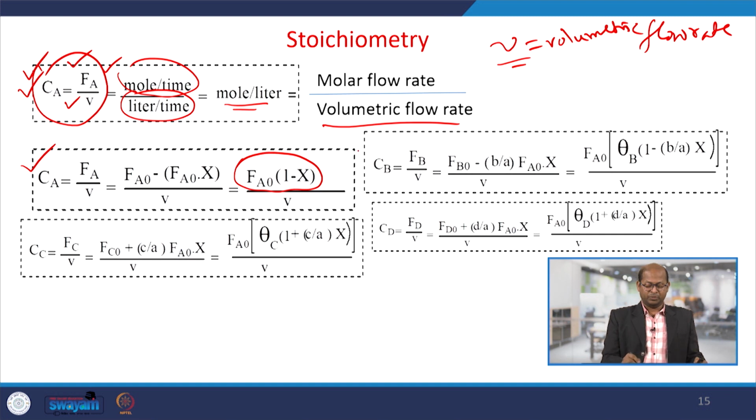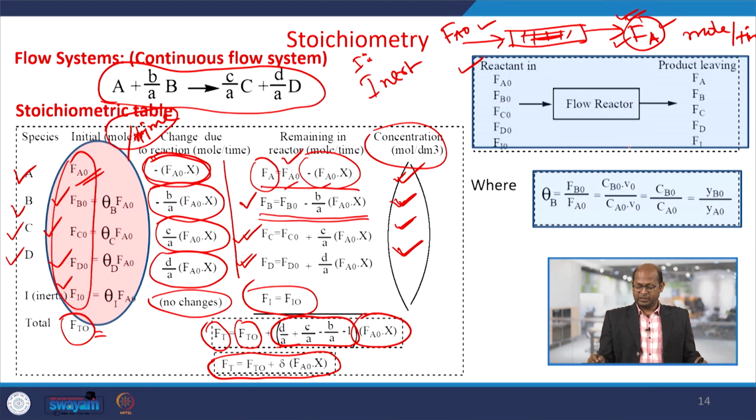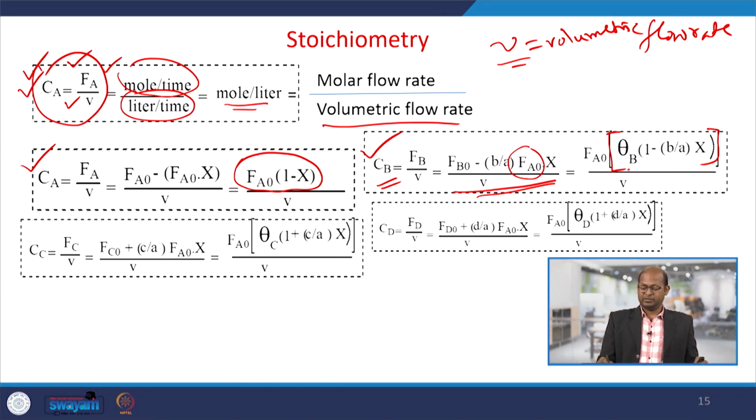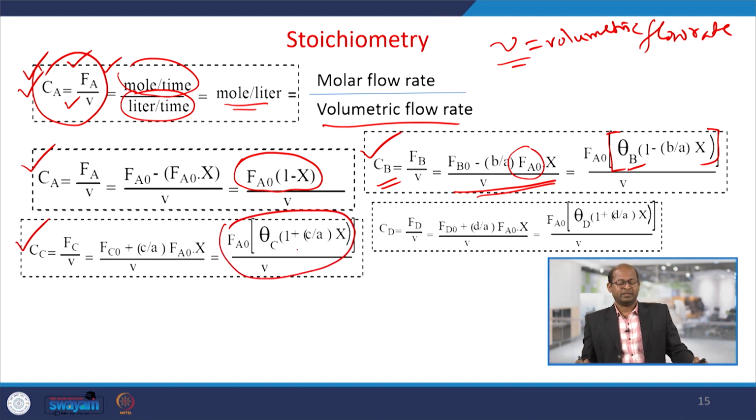Similarly for component B also we can write this. Here if we take out F A naught in brackets and arrange it this way, then F A naught comes out, theta b into 1 minus b by a into x. Here theta b, as I already said, equals F b naught by F A naught. Similarly for component C we can write F A naught theta c into 1 plus c by a into x by small v, the volumetric flow rate.